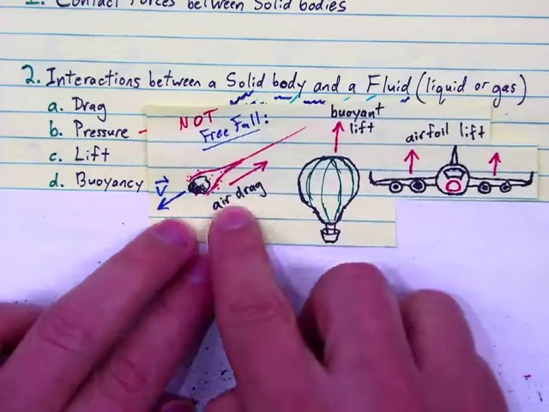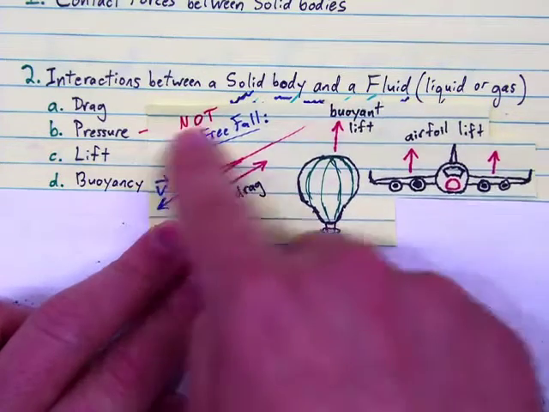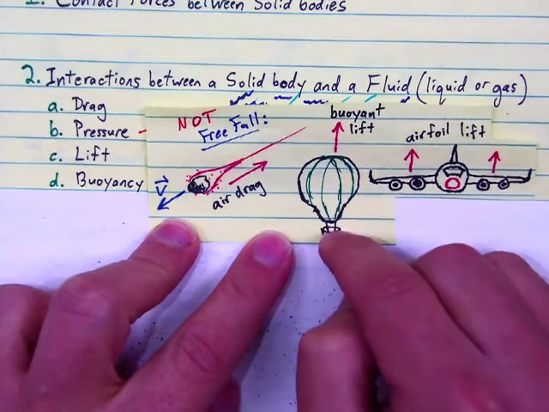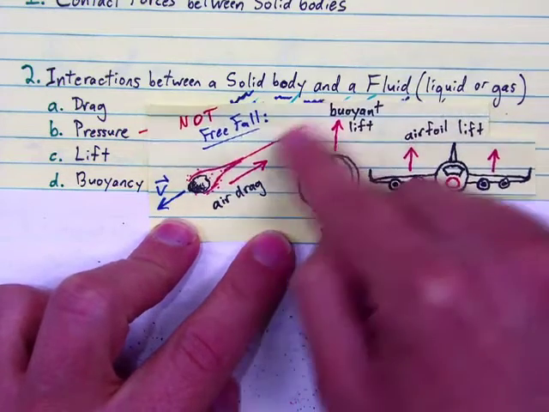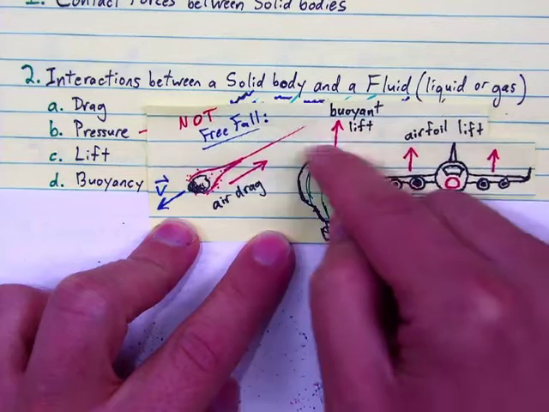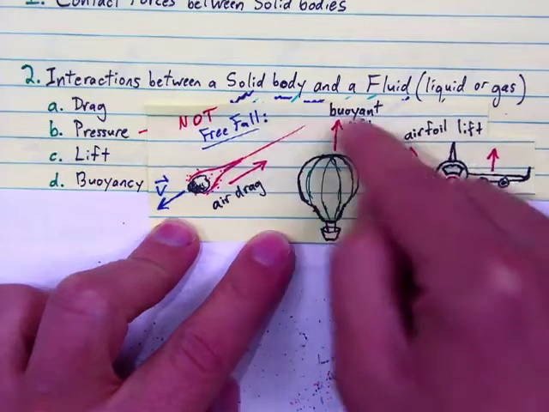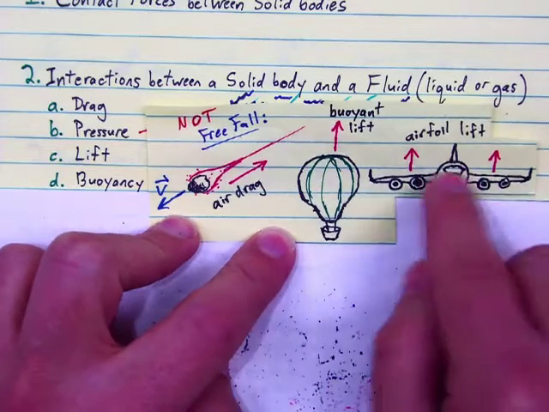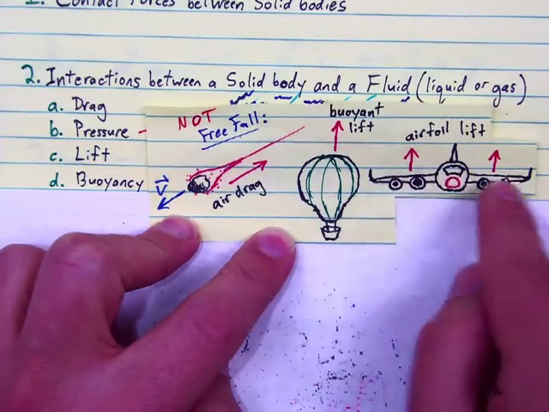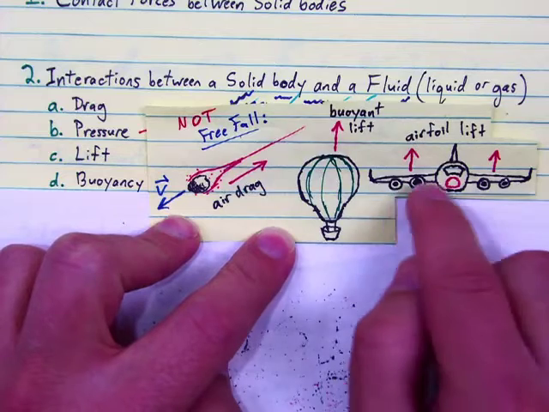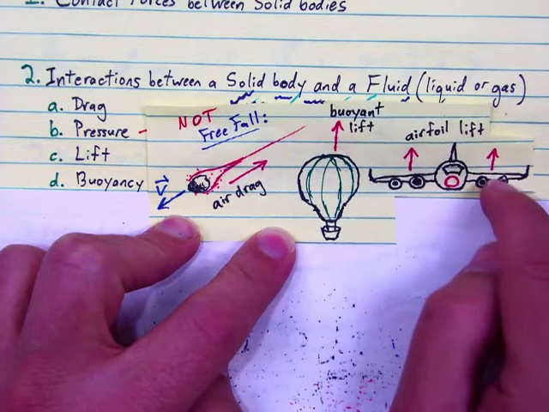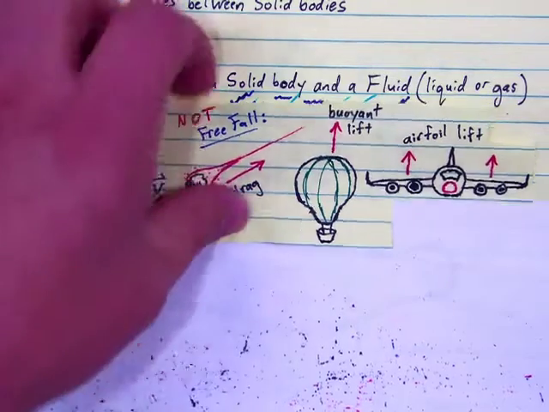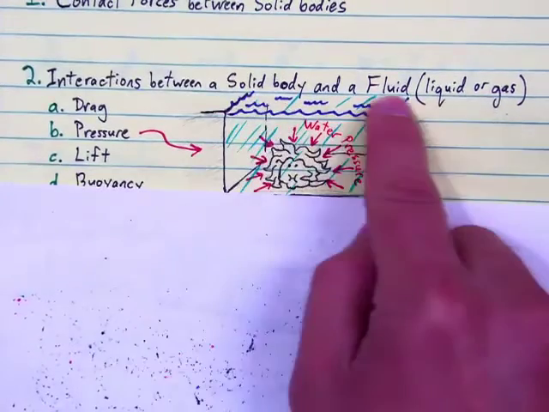Drag is an interaction between a solid, this meteor, and the surrounding air. Buoyancy is an interaction between this solid, the hot air balloon, and the surrounding air. If the density of this solid is less than the density of the surrounding air, then we get buoyancy, we get lift. That's an interaction. And then here, this solid, this airplane, has airfoils over which air flows, so an interaction between the solid airplane and the surrounding air gives lift on the wings. Those are all interactions between a solid and a fluid.